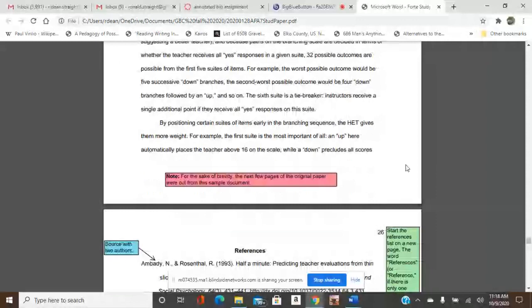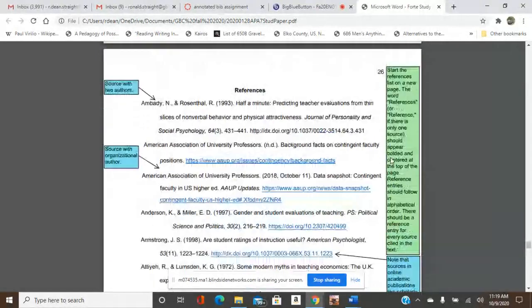So going to the references page, you will note that references are alphabetical. If you've done MLA, it's a lot like APA. One of the big differences that most people struggle with is this word references. It's not works cited. It's not bibliography. I've seen a bunch of different ones.